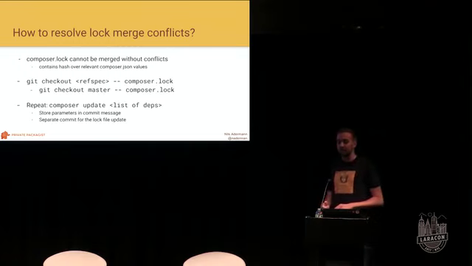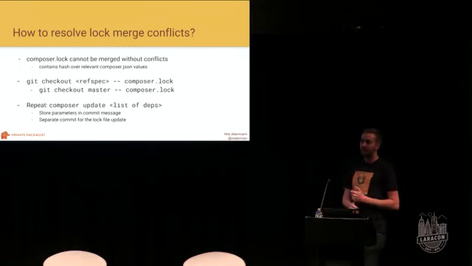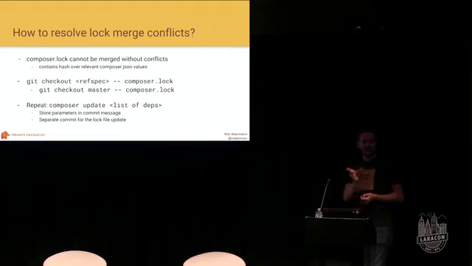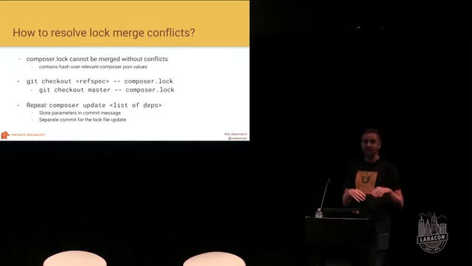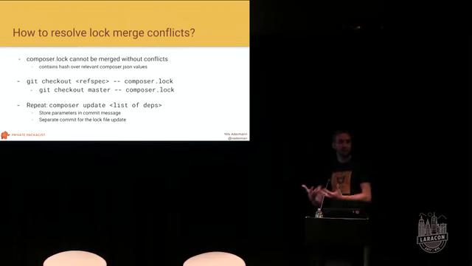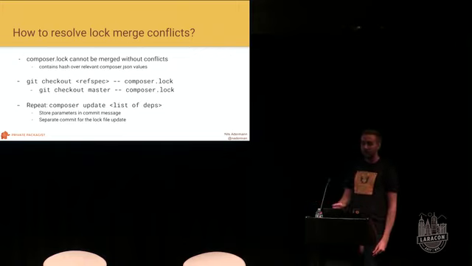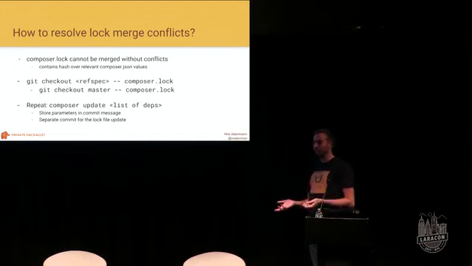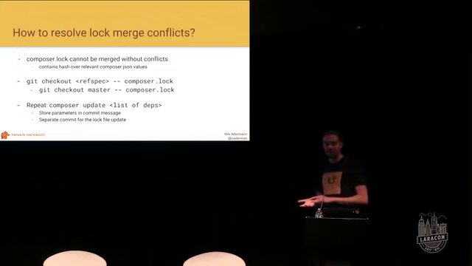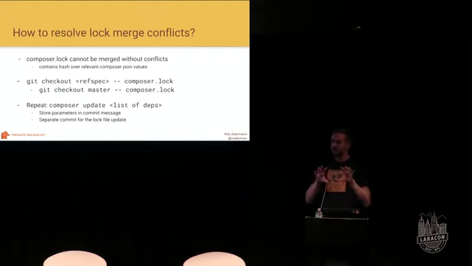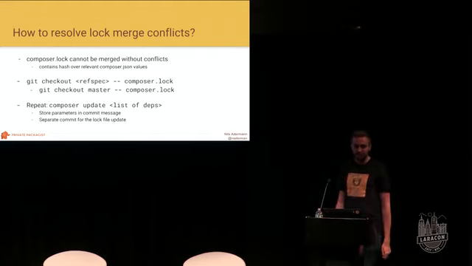Now, in order to do that, if you're using the partial updates like I was describing, you have to actually know which packages you were updating before. So it's useful to store the parameters you're using for Composer update in a commit message while you were doing those updates, so that you can later reference this and rerun the same command. That also means it's useful to have a separate commit every time you update dependencies that doesn't change anything else, simply so that this is isolated in one place and it's easy to reproduce later on.